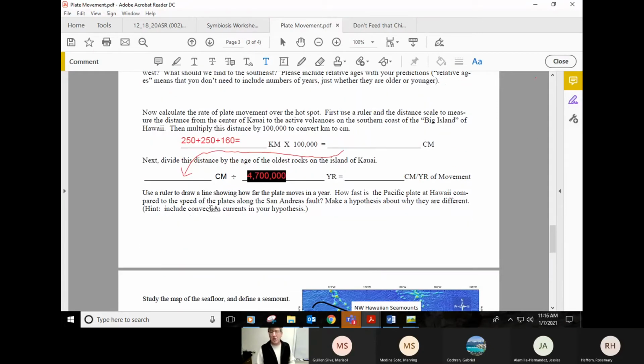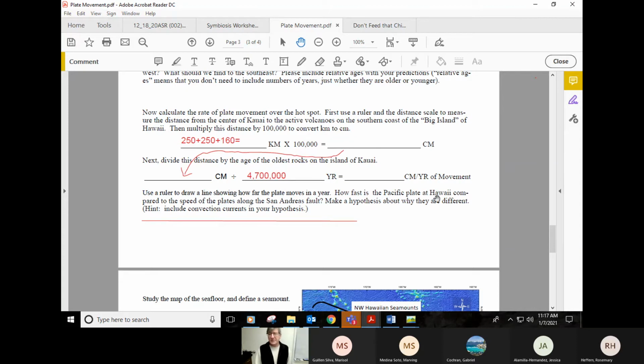So if we draw a line that's as long as that, it's a little more than half the width of this paper. So when you draw a line to show this amount of plate movement, it should be about, I would say, that long. So go ahead and draw a line about that long on your paper. And then answer these two questions.